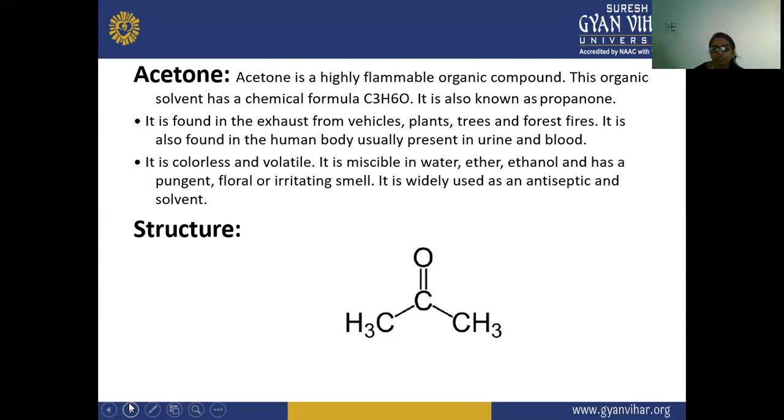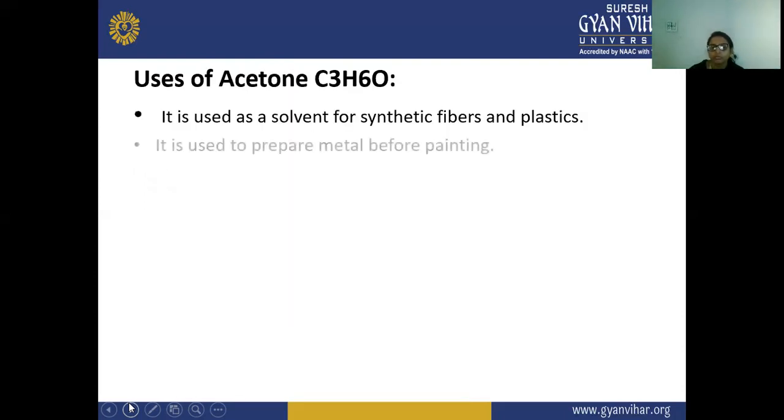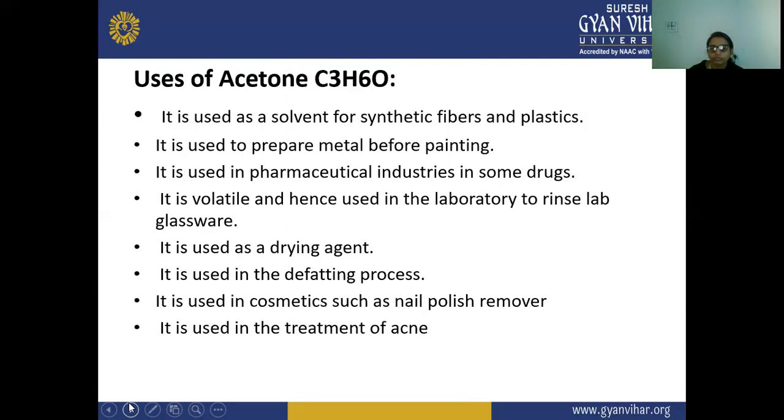So this is the structure of acetone, which is also known as propanone. These are the uses of acetone. It is used as a solvent for synthetic fibers and plastic, and in preparing metal before painting. Acetone is used in the pharmaceutical industry in some drugs, and it is used in the laboratory to rinse lab glassware.